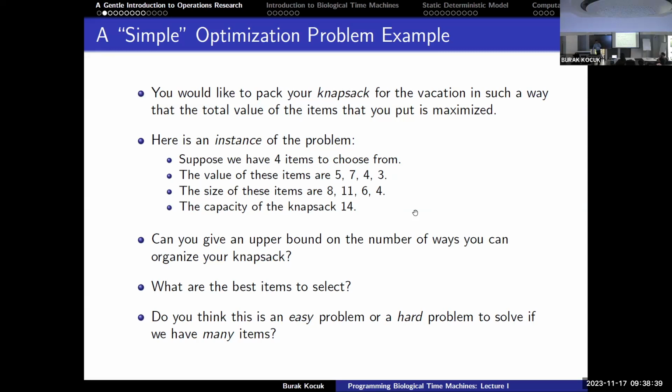Any ideas? It's exponential. Yeah, I already gave a hint. The number of ways you can organize the items is exponential in the number of items, 2 to the power n, let's say, if you have n items. So it seems like you have to check a lot of options to find the optimal solution. Well, that's not exactly true. In optimization, we almost never check all the possibilities. We have some clever ways of doing it. But in the worst case, we may have to. And this is a problem in which you may have to do it.